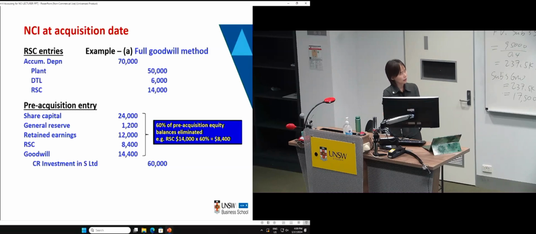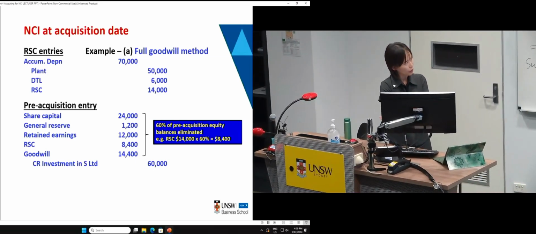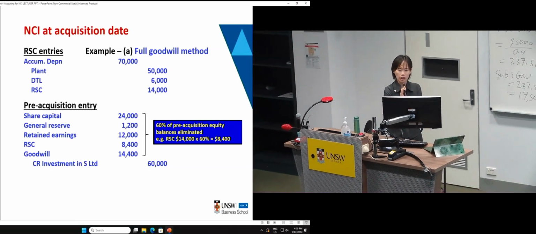Then we recognize the DTL. That is based on the revaluation gains of 20,000 multiplied by the 30% tax rate. The net of tax revaluation gains is transferred to the RC account, that is, revaluation surplus on consolidation. Once again, this is not a general ledger account. It is a worksheet account, a consolidation worksheet account. Its nature is quite similar to equity, but it is not a general ledger account.